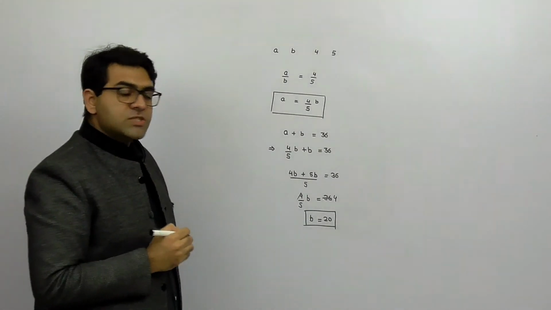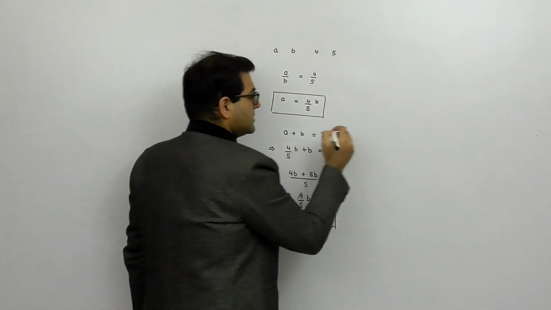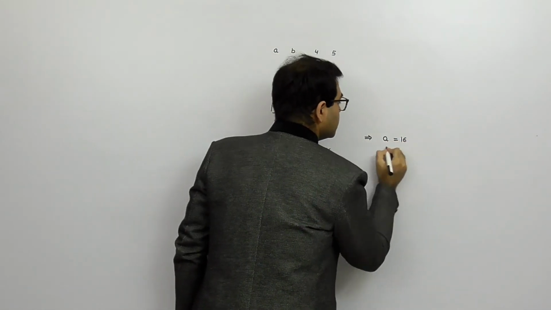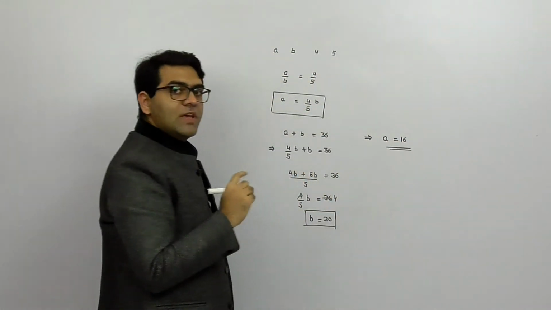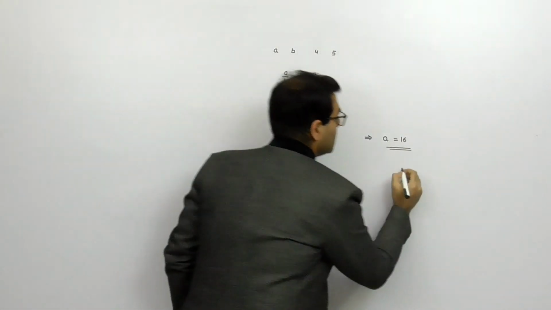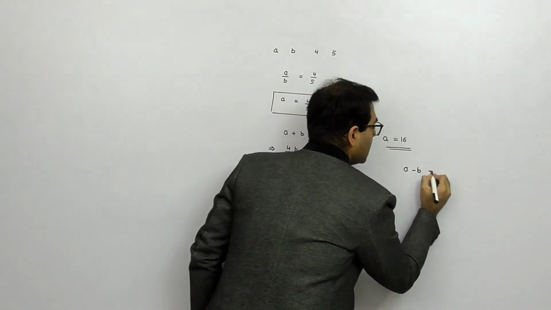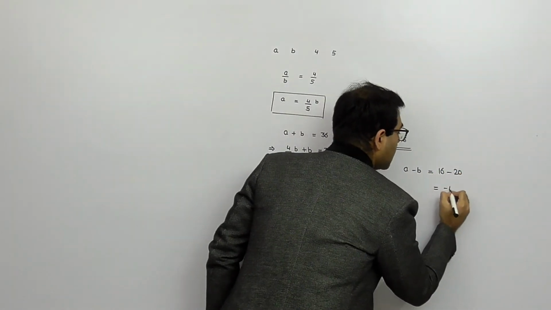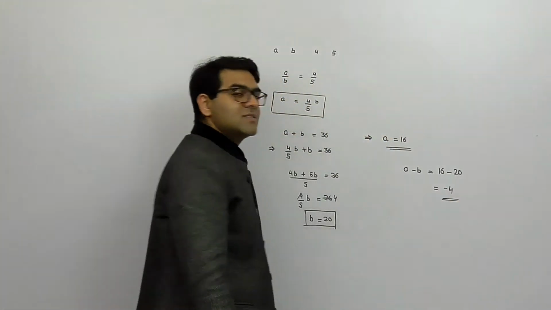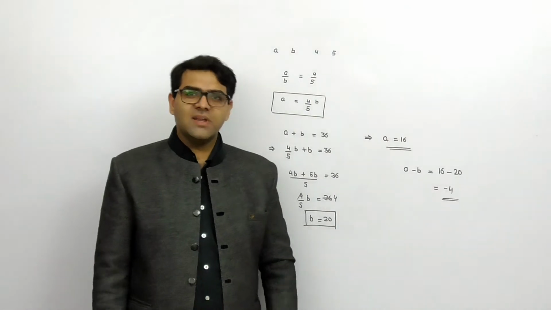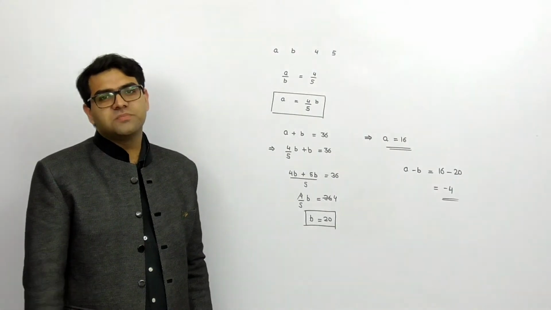If the value of b is 20 and a plus b is 36, from here I can say that the value of a is 16. If the value of a is 16 and the value of b is 20, I have to find the value of a minus b. Well, a minus b ends up becoming 16 minus 20. And minus 4 is therefore my answer. An easy question indeed. One more question and then we move on to the next topic.